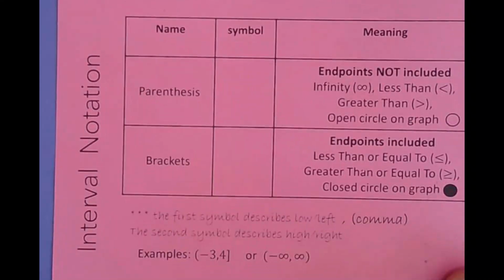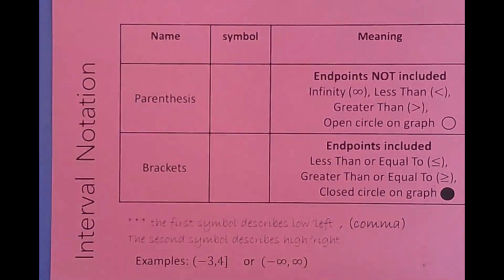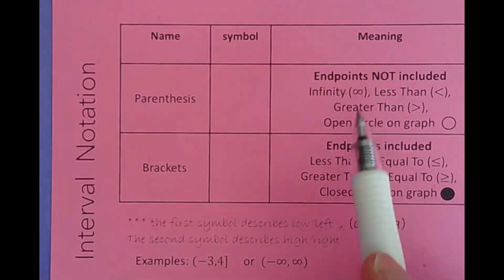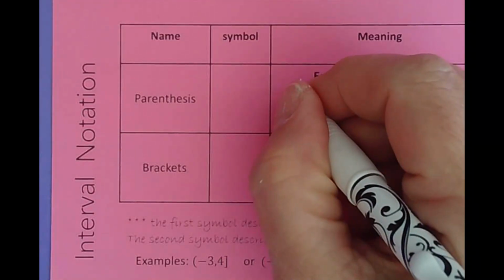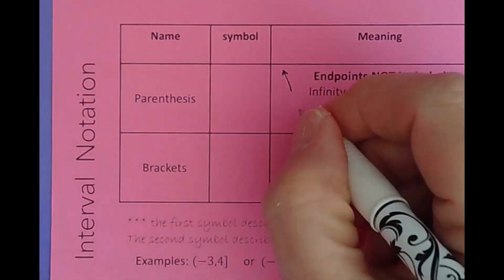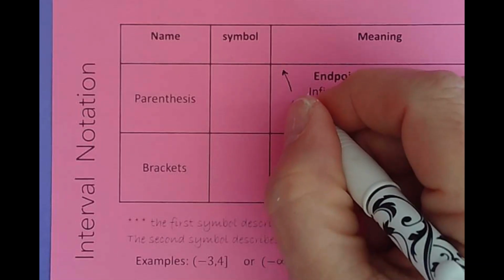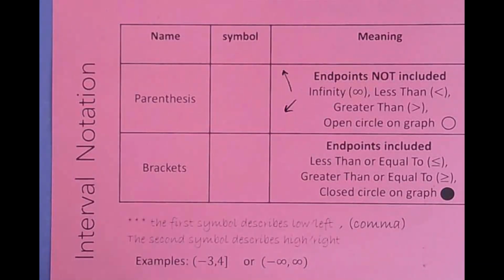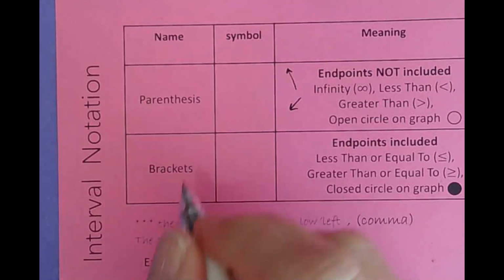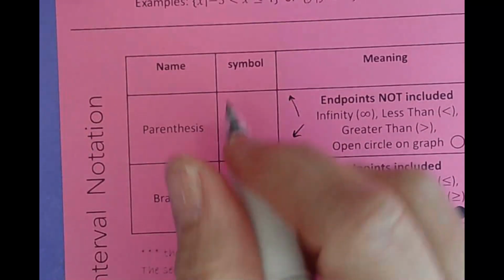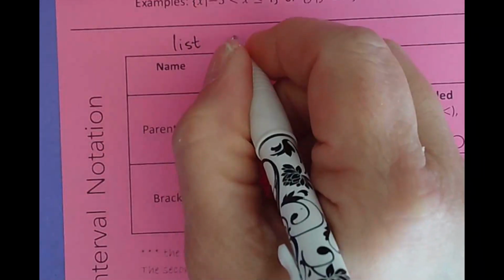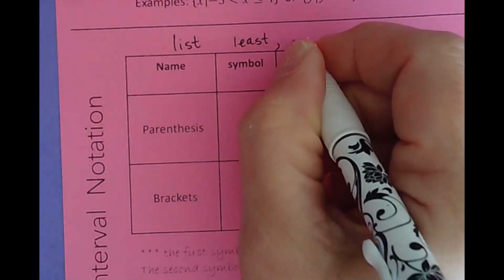For interval notation, anytime the endpoints are not included, the endpoints are not defined, and that may happen if you have an arrow, whether the arrow goes up or whether the arrow goes down. We will make a list from least to greatest. For interval notation, make a list. Least, comma, greatest.